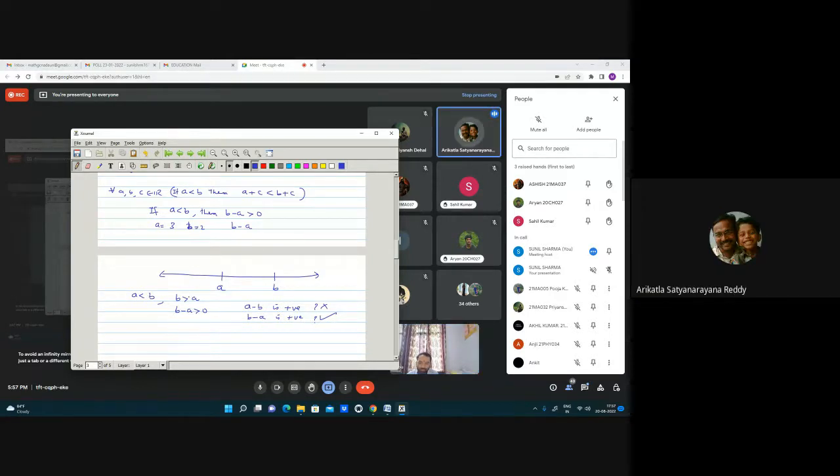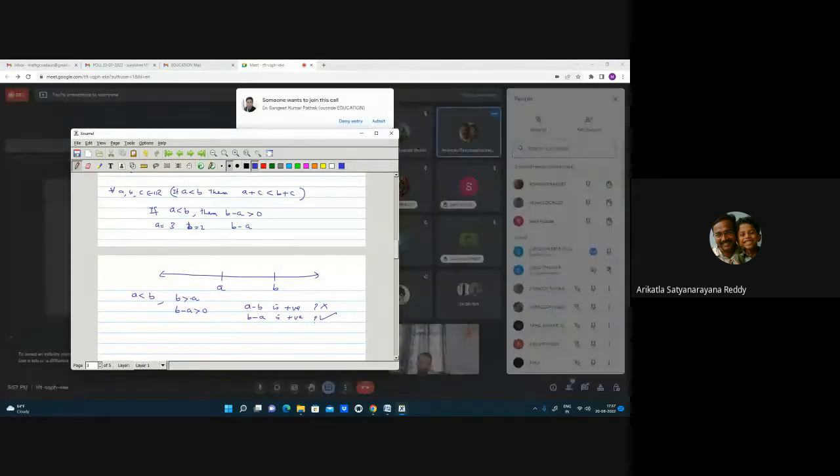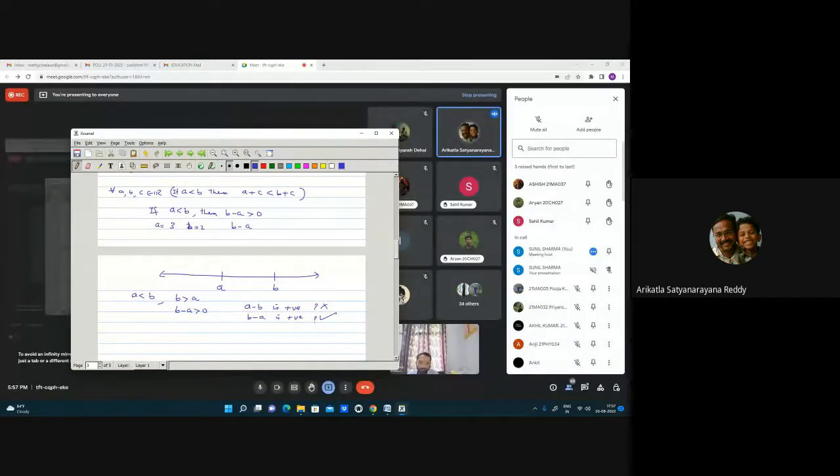So A is less than B if and only if B minus A is greater than 0, right? We are telling you this to use it; later we will use it to prove things. We need to have something with us. What do you mean by A is less than B? A is less than B means B minus A is greater than 0. Okay. Any other properties you want to say?